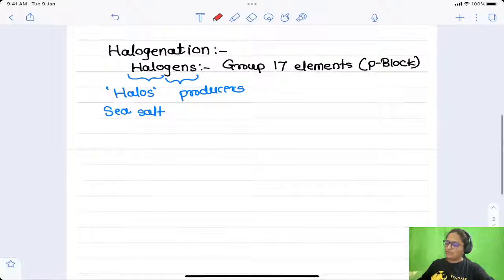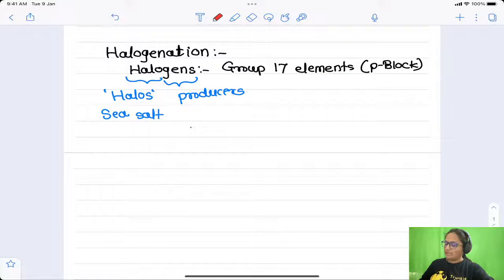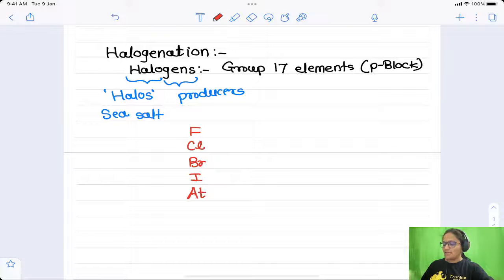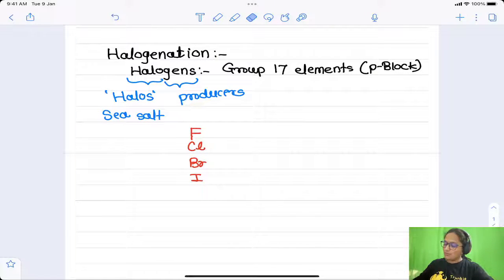What are the different halogens? We know group number 17 starts with fluorine, then chlorine, then bromine, then iodine. Then after iodine, astatine is also there, but that is radioactive in nature. That means it is highly unstable. As it is highly unstable, it will not undergo any reaction, so many times it is not included in halogens for the chemical reactions. Now this is group number 17.